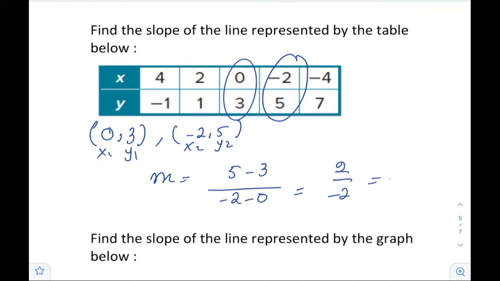That gives 2 over -2, which is -1. So the rate of change is as follows. It's -1. It's a negative slope, so it is decreasing. Okay.